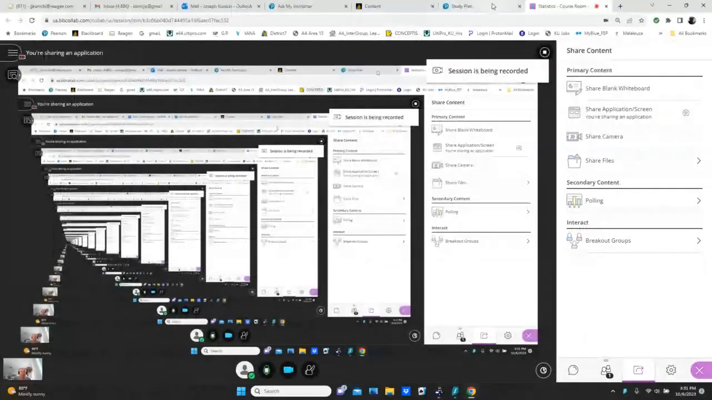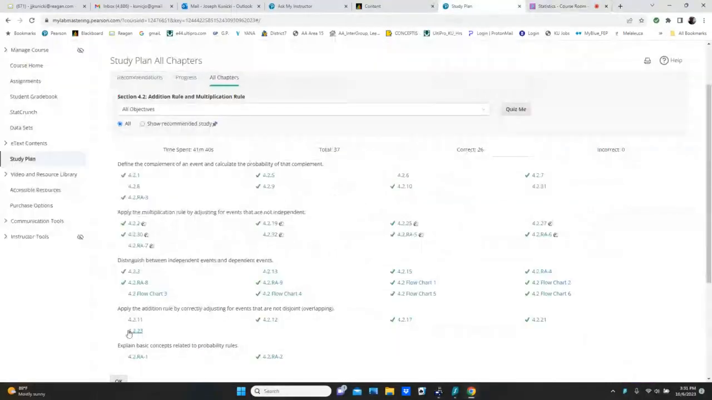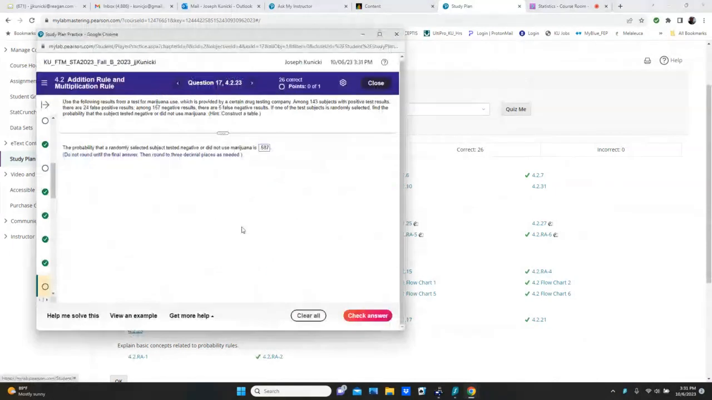All right, so let's try problem 4.2.23. Use the following results from a test for marijuana use, which is provided by a certain drug testing company. Among 143 subjects with positive test results, 24 false positives; 157 negative results, 5 false negatives.